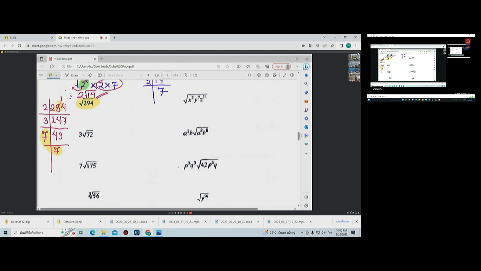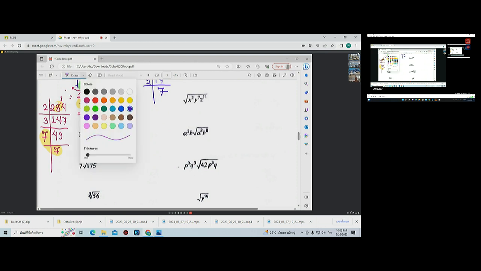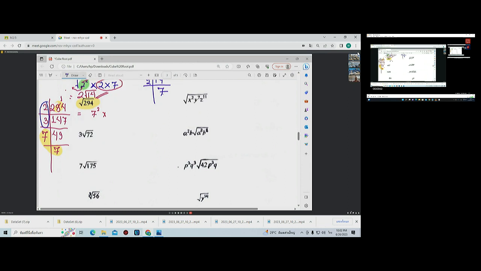7 times 7 is 7 square, so you can write 7 square first. Now 2 and 3, look here. 2 and 3 have no square, so you can write them as 2 times 3 as it is.